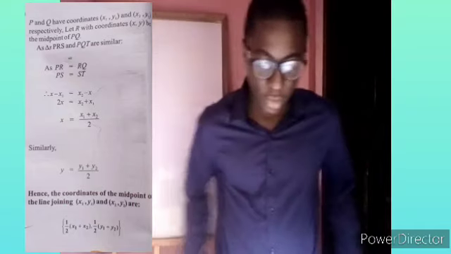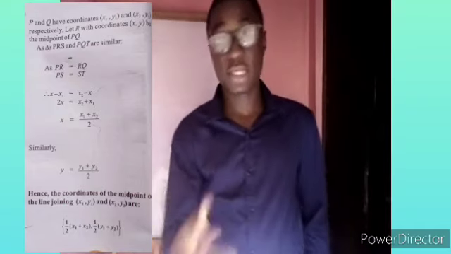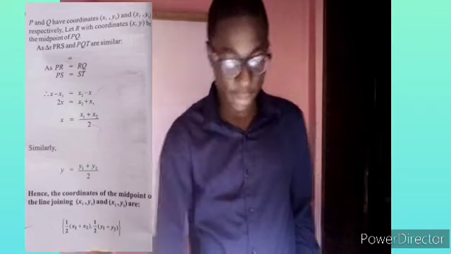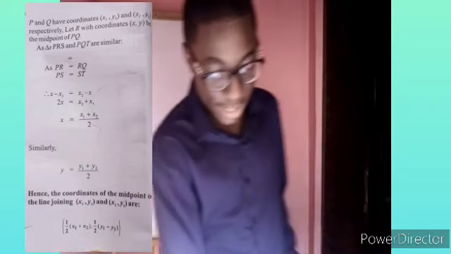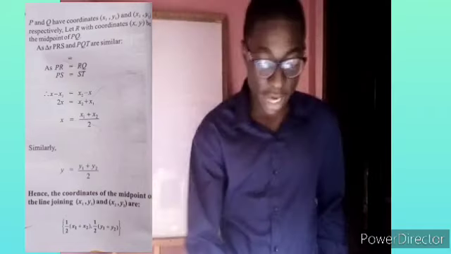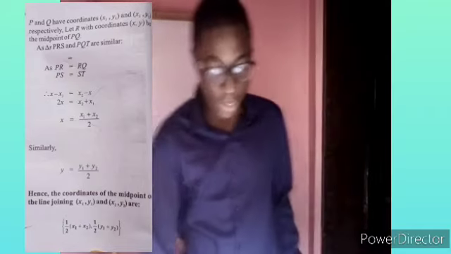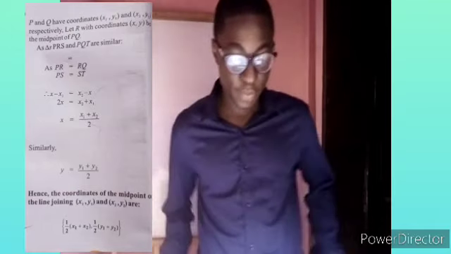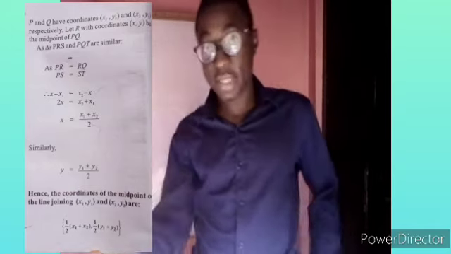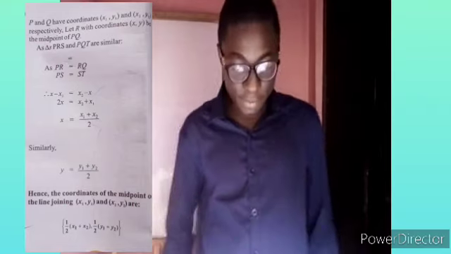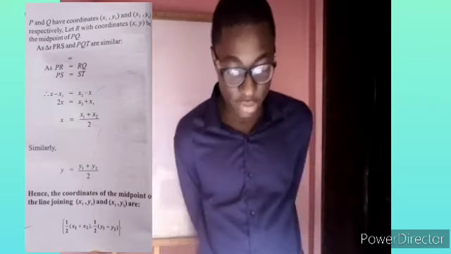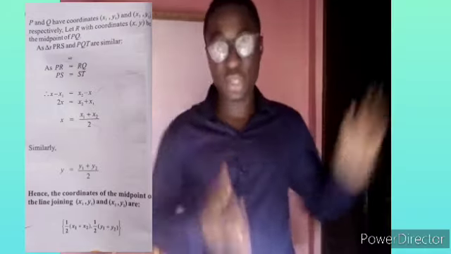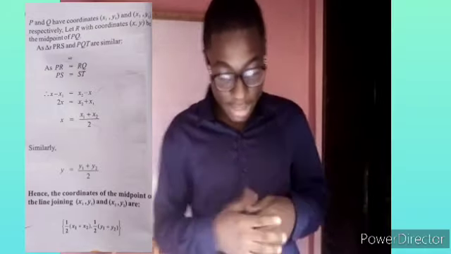Now, considering the concept of the midpoint of a line segment, there are different calculations we can perform with it. So we have P and Q with coordinates x1, y1 and x2, y2 respectively. Let R with coordinates x, y be the midpoint of PQ. As PRS and PQT are similar, PR over PS equals RQ over SC, obviously. And then we have x minus x1 equals x2 minus x.